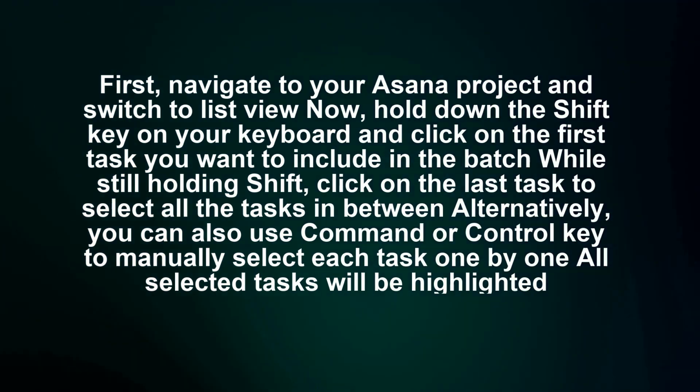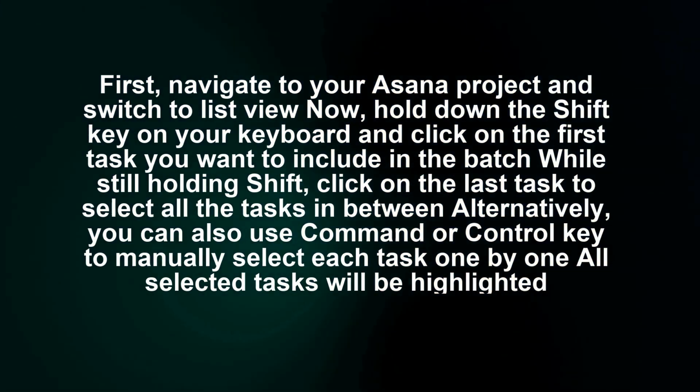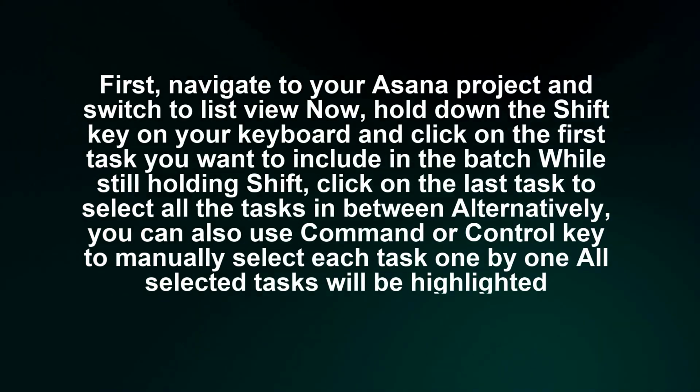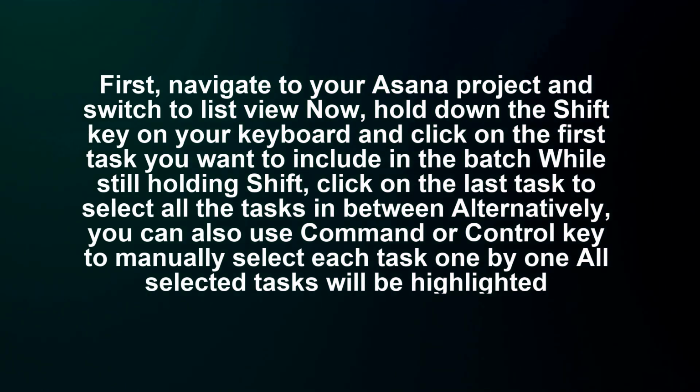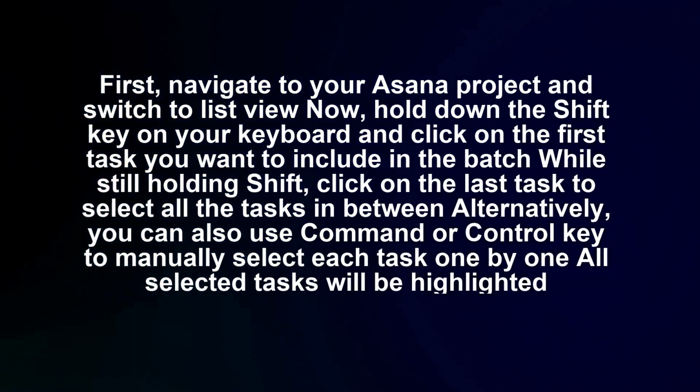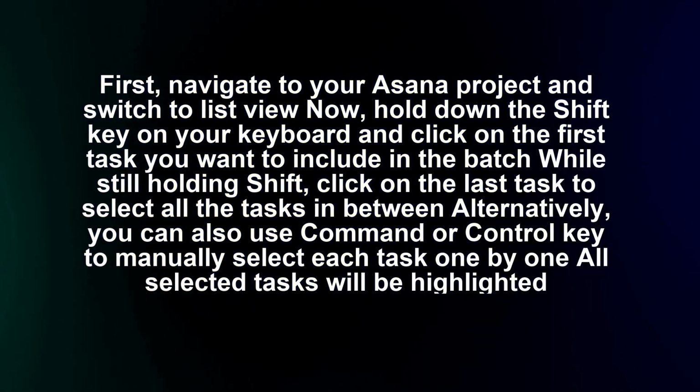Hold down the Shift key on your keyboard and click on the first task you want to include in the batch. While still holding Shift, click on the last task to select all the tasks in between. Alternatively, you can also use Command or Control key to manually select each task one by one. All selected tasks will be highlighted.